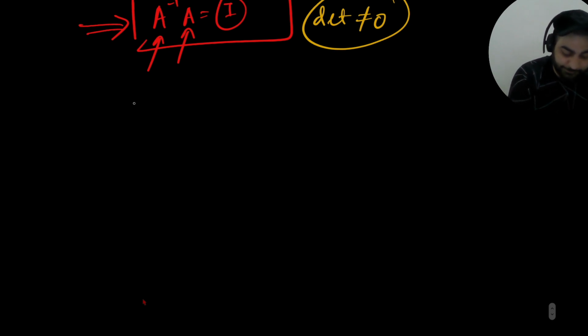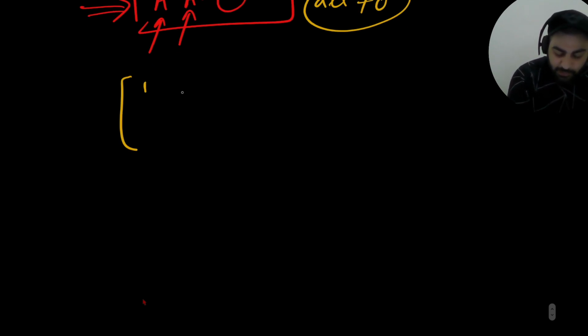Let's now find the inverse. Let's suppose I have a matrix. Let's take again the matrix 1 2, 3 and 4. Let's suppose this is the matrix.